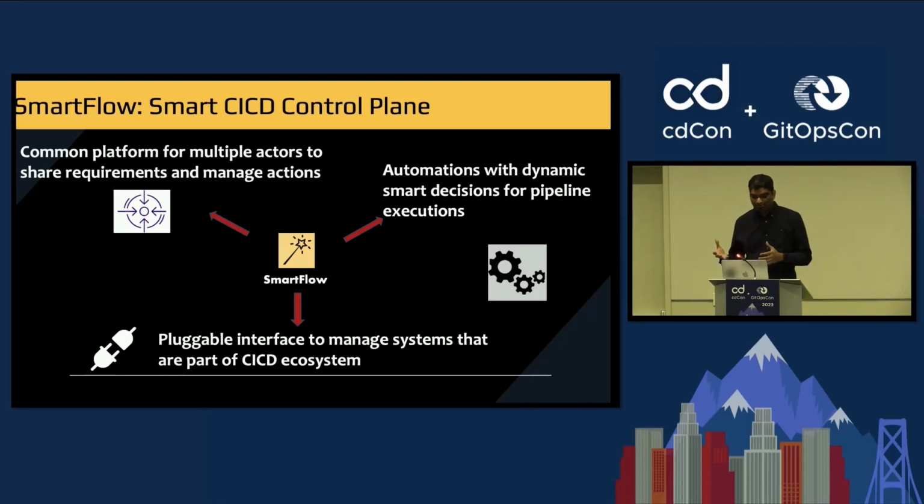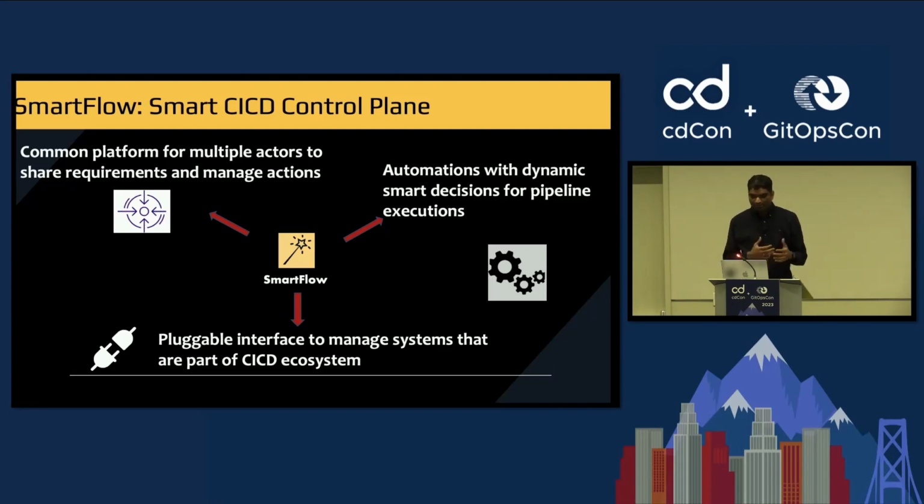The second is automation with dynamic decisions for pipeline executions. As I mentioned, one problem is we have too many pipelines. What if we have zero pipelines? The pipeline gets created when it is needed. I need a pipeline, I look into the context. What is the event that is creating the pipeline? What is the context in which it is being invoked? And I automatically compose the pipeline, and that pipeline gets used for execution. So we don't have to store, manage, and version control the pipelines. Pipeline as code, maybe we can just get rid of that.